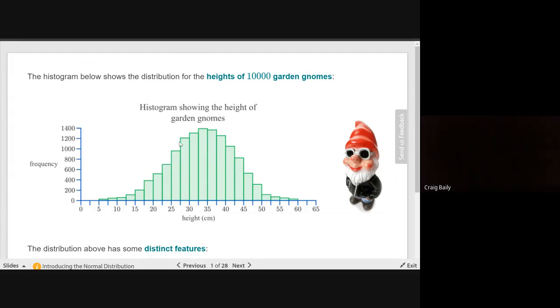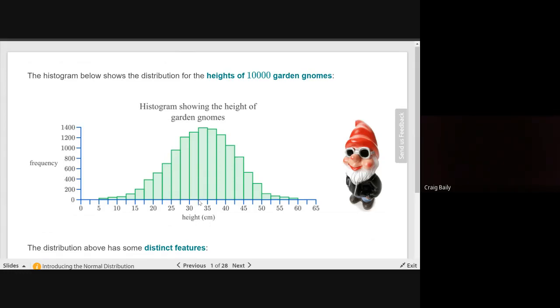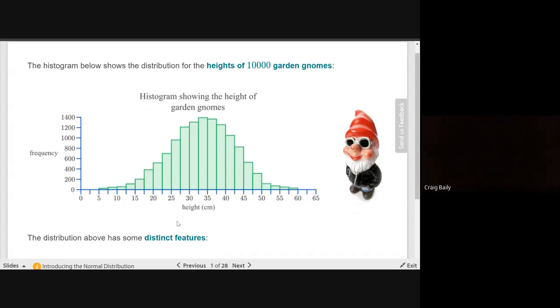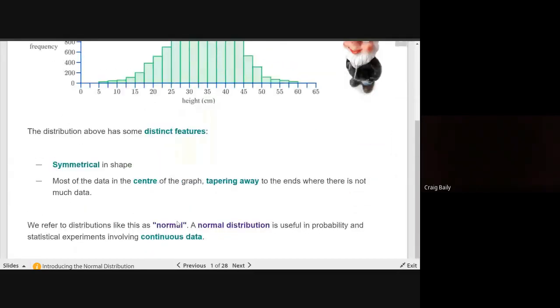We can see most of the values are in the middle, and it's got this sort of bell-shaped curve. That's a normal distribution, and we are measuring something here. This is not a how many. They're measuring something in height. Okay, so you're always going to have something here that's being measured, and most of the things are in the middle.